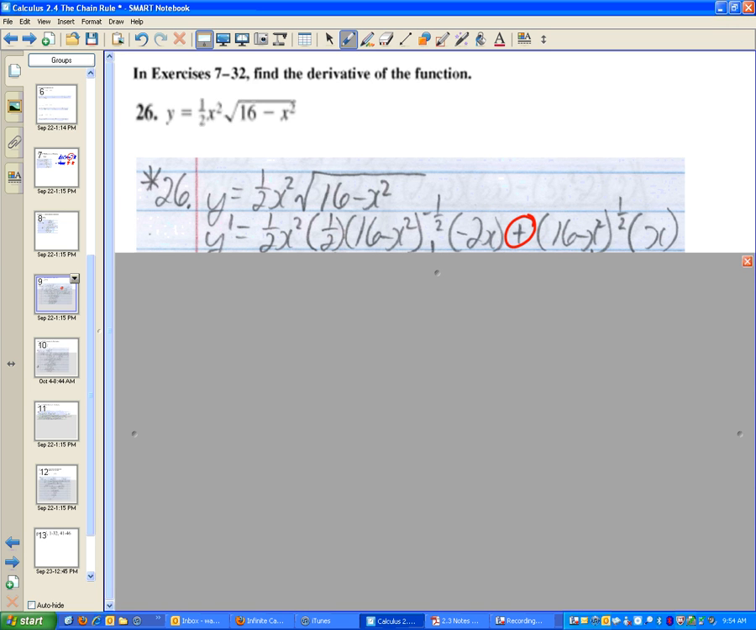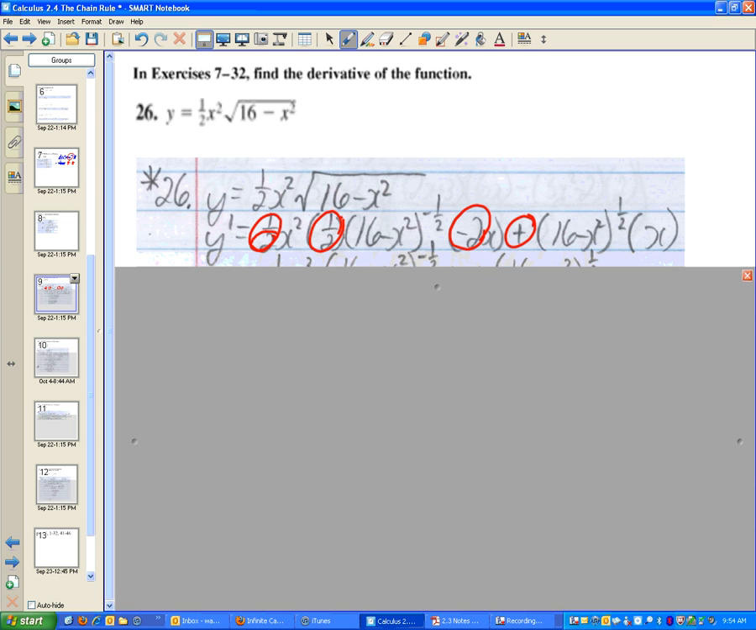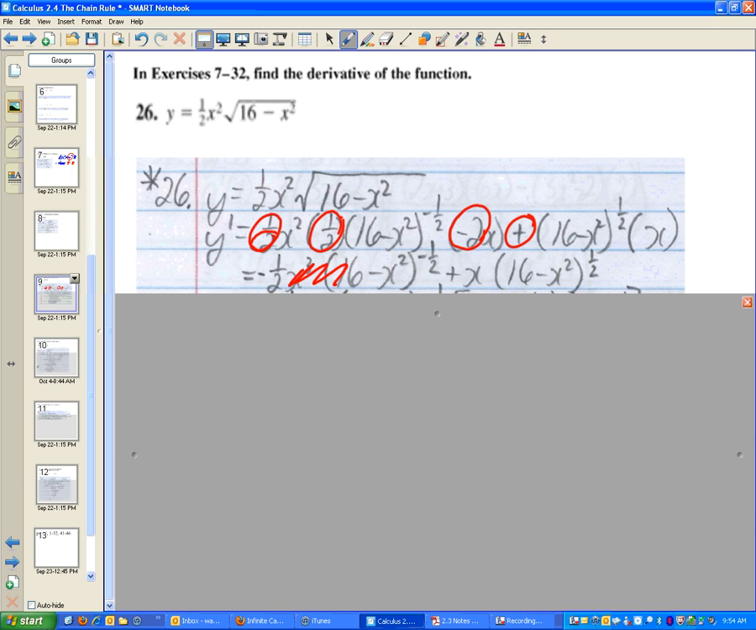In front of the plus sign, let's see. I have a 1/2 times a 1/2 times a -2. What is 1/2 times 1/2 times -2? -1/2. So I took care of that, and that, and that. Then I see x squared times x. So I've used that, I've used that.